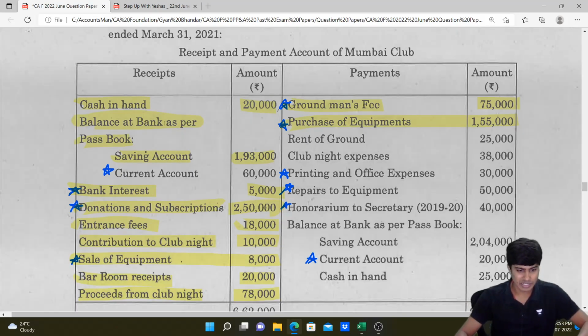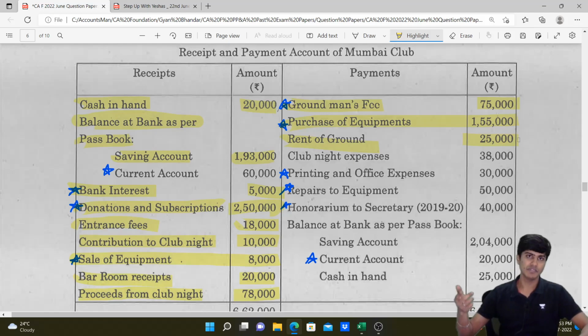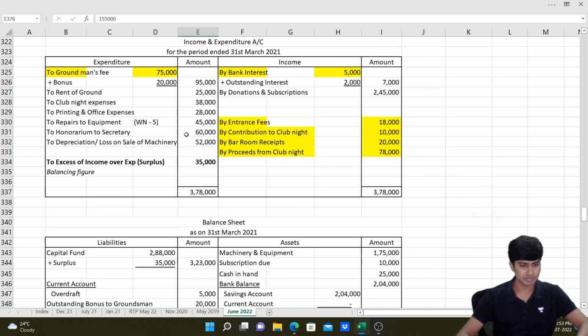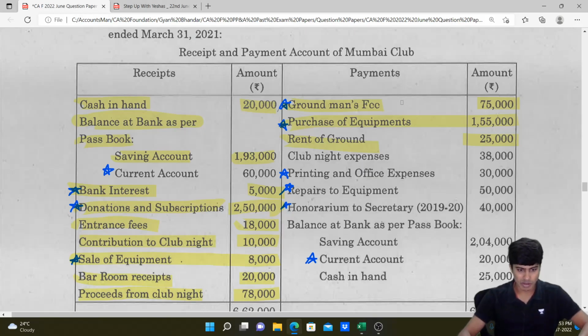What do you have after that? Rent of ground, 25,000. This is payment. We have paid. So it is our expense. I'll write 25,000 in income and expenditure on the expense side. Income and expenditure, expenditure. Rent of ground. How much? 25,000. Got that?